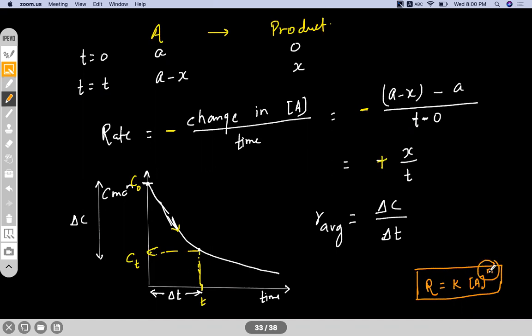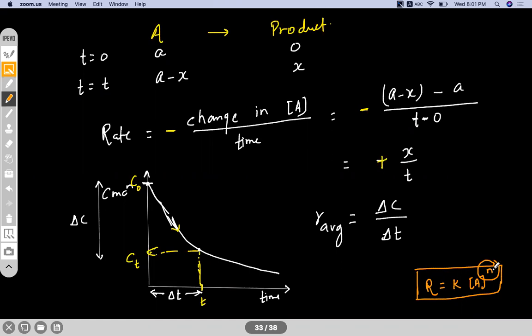If this N is zero, then what happens? If this N is zero, rate is independent of? Concentration. So in that case, whatever the concentration is, rate has nothing to do with that. It keeps on going with the same rate, and only a zero order reaction goes to 100% completion.